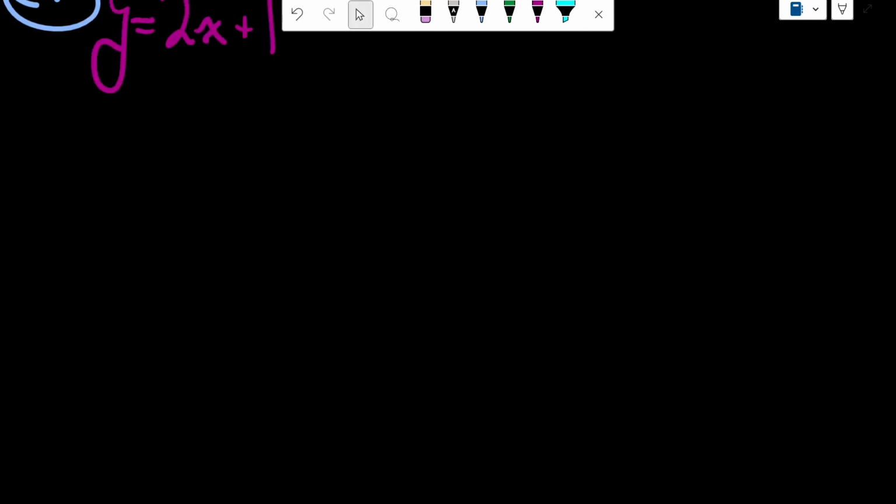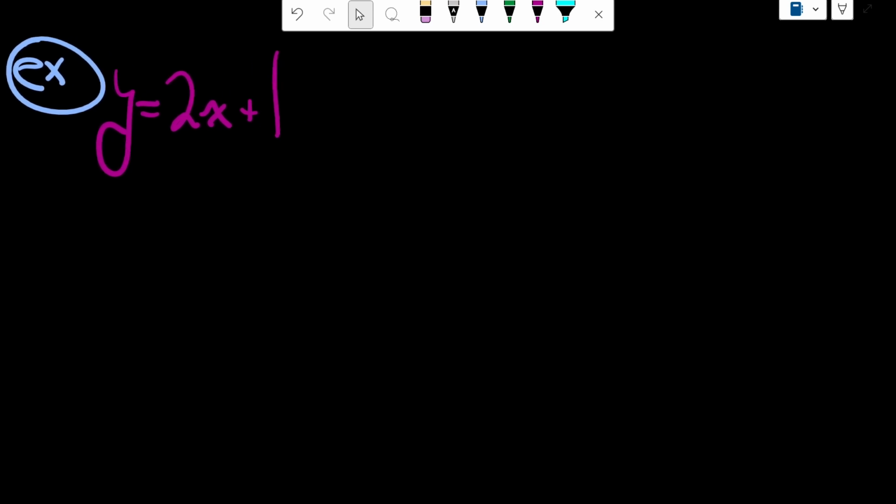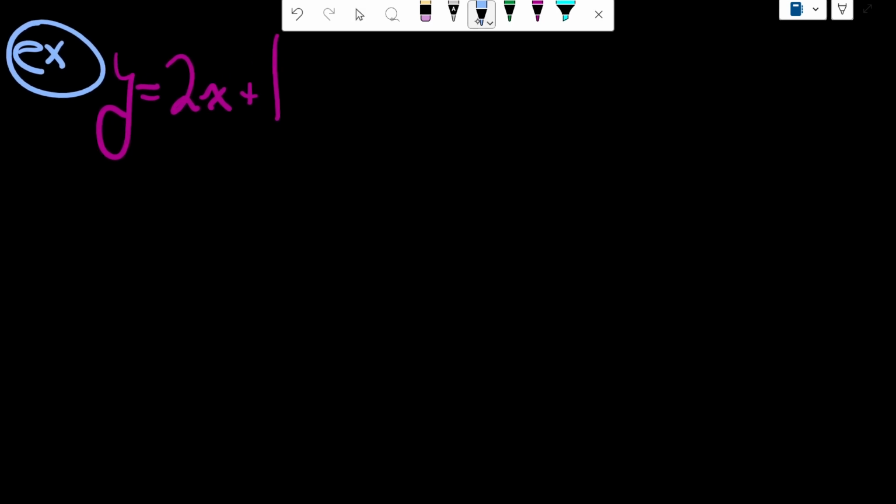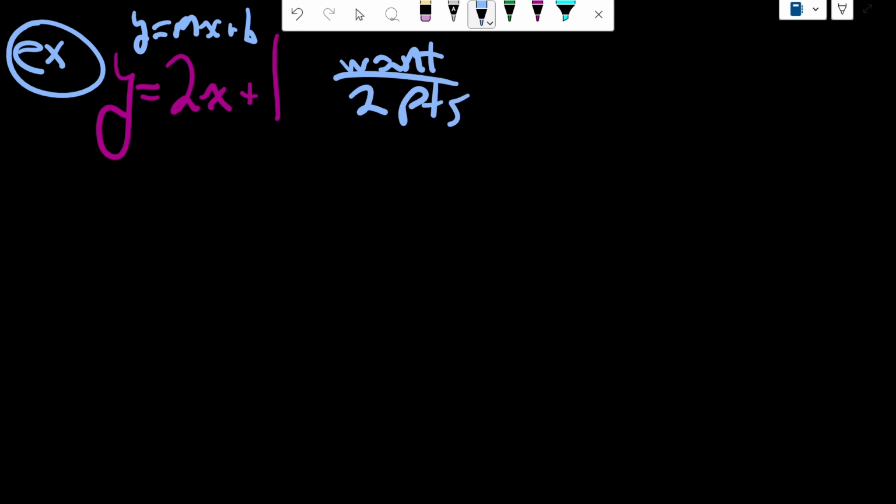So our prompt is to graph y equals 2x plus 1. Now to graph a line, we really want 2 points that we can connect to make a line. So let's look at how to do that. Step 1 is going to be identifying our slope and y-intercept, and then turning our intercept into our first point.